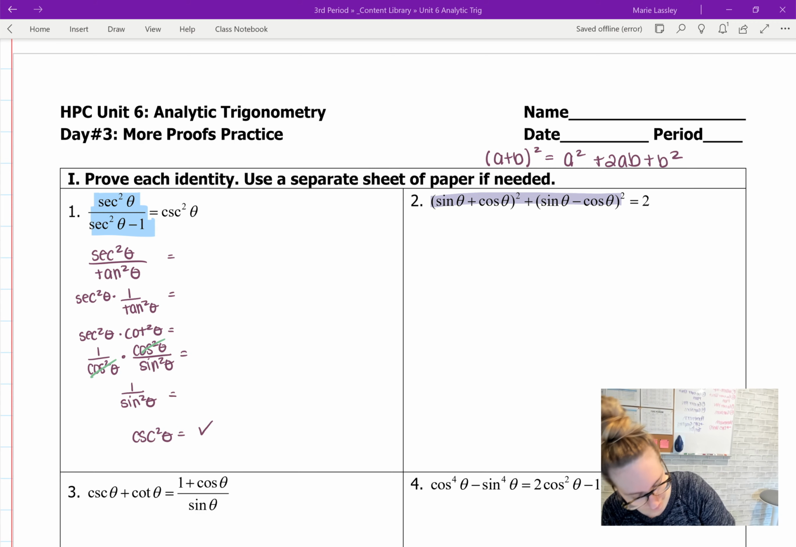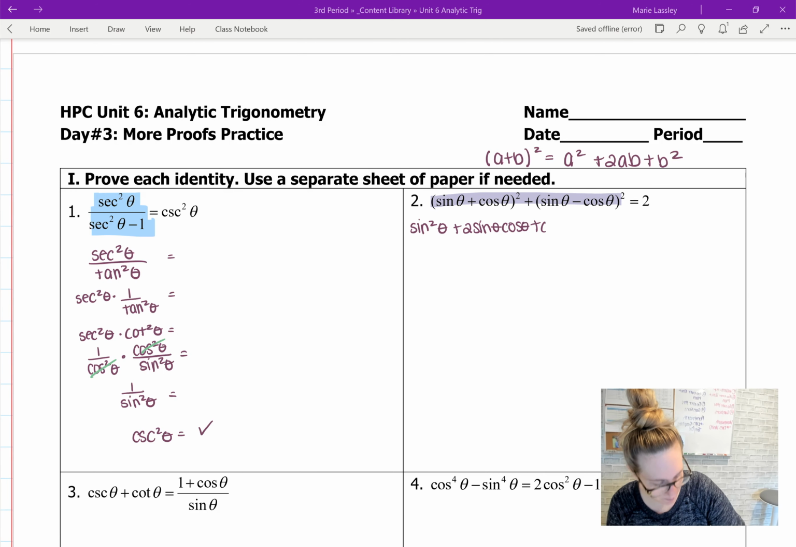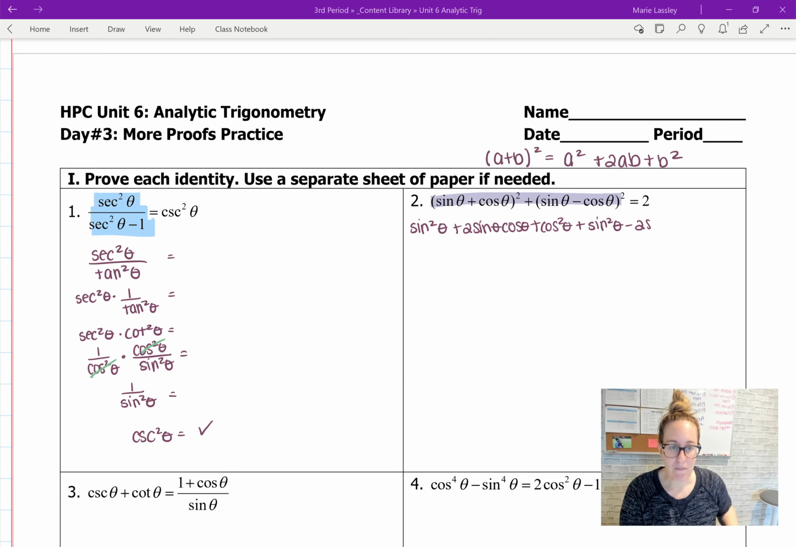All right, so here we go. First one becomes sine squared theta plus 2 sine cosine plus cosine squared. All right, so that's the first one expanded. Plus, now I'm going to do the second one, sine squared minus 2 sine cosine, and then plus cosine squared equals. All right, so I've now expanded those two binomials.